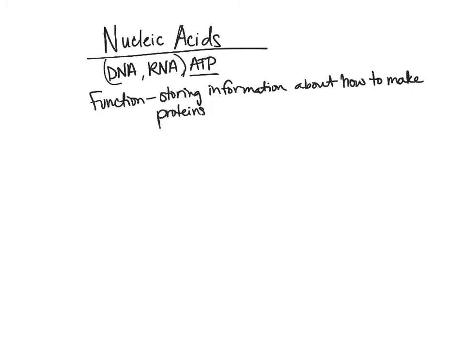Now ATP is a little bit different. We're going to talk about ATP toward the end, after we talk about both DNA and RNA. So DNA and RNA store information about how to make proteins, and we still have the same type of monomer and polymer situation. The polymers are the DNA and RNA. Those are the polymer nucleic acids. Now if we talk about the monomers, the monomer of both DNA and RNA are nucleotides.